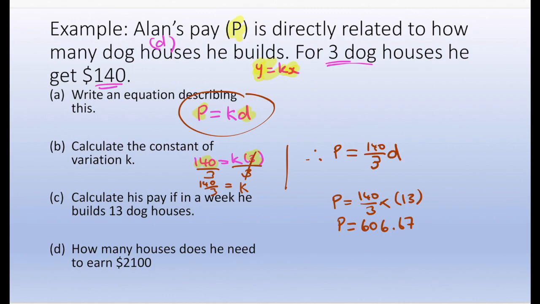6.7, so it's about 2/3. So that's how much he gets paid. That's a fair bit. So he gets paid over $600 if he builds 13 houses. All right, let's look at D.